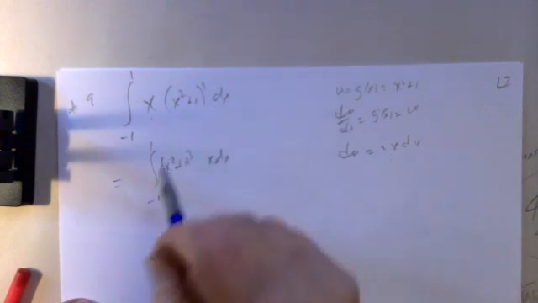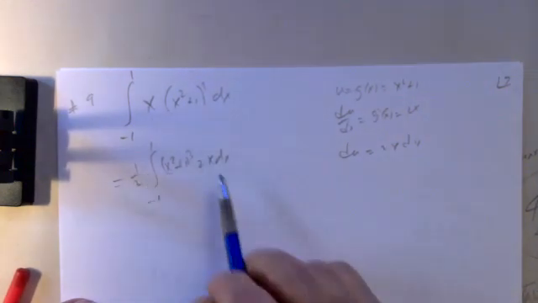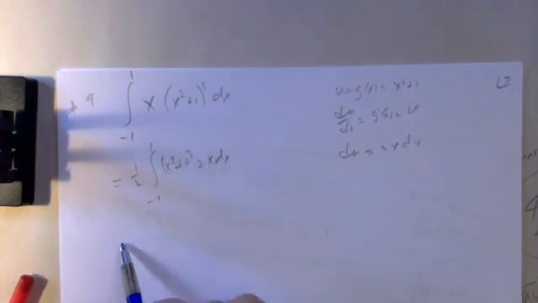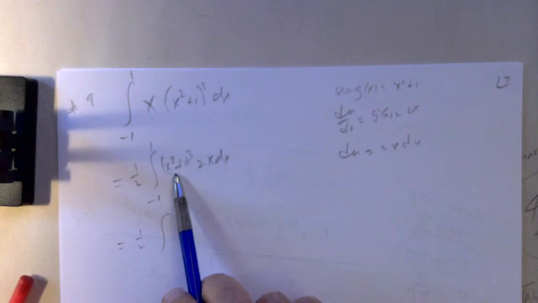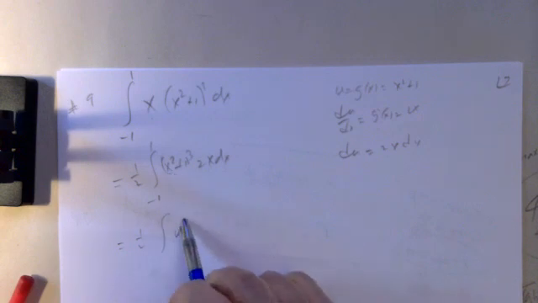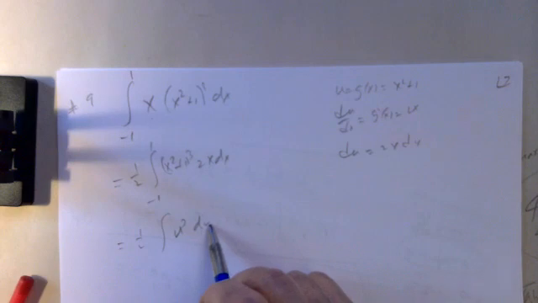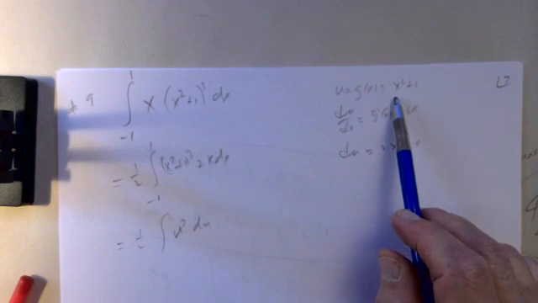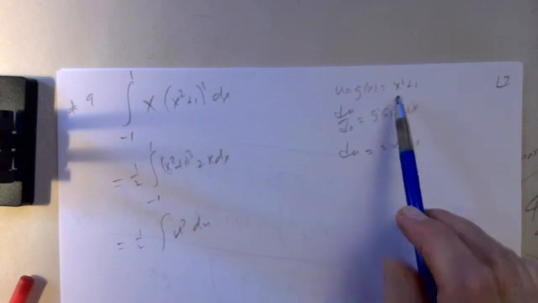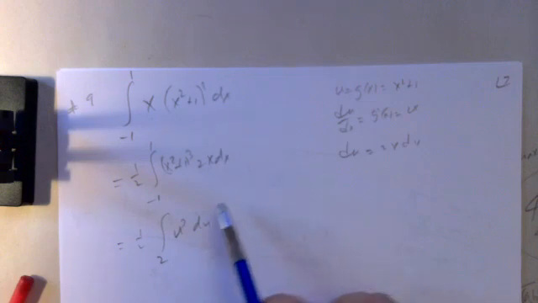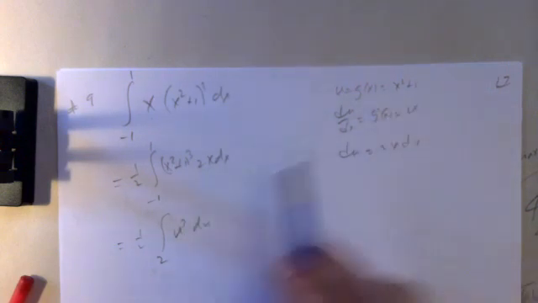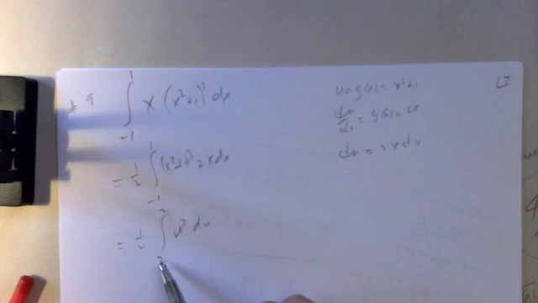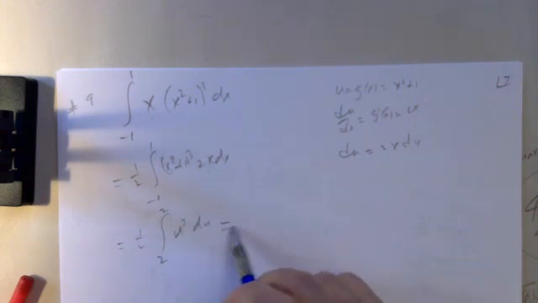If I want to have a 2, I can multiply in by 2 if I divide by 2. So this is 1/2 the integral of u cubed du. And when x is -1, u is 2. And when x is +1, u is 2. And when you integrate from 2 to 2, that's always 0.